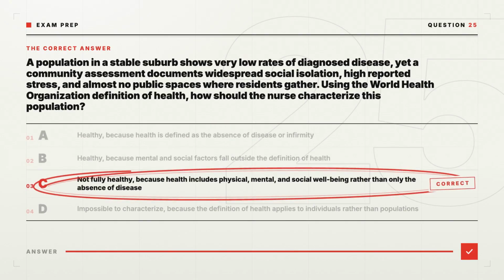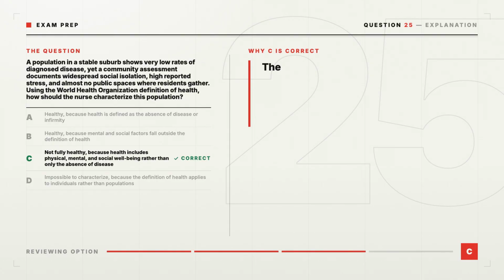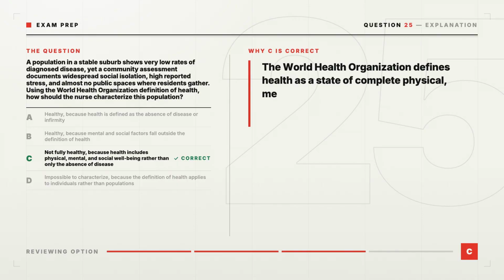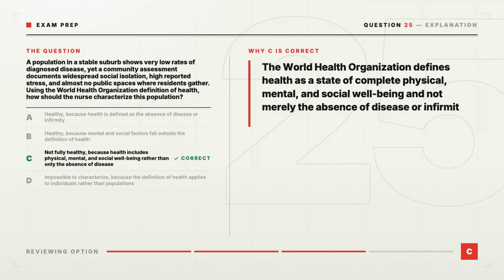The correct answer is C. Not fully healthy, because health includes physical, mental, and social well-being rather than only the absence of disease. C is correct because the World Health Organization defines health as a state of complete physical, mental, and social well-being, and not merely the absence of disease or infirmity. That definition is deliberately positive and multi-dimensional, which means a disease-free population can still be unhealthy on other dimensions. Isolation and chronic stress are health problems in that framework, not merely quality of life concerns.